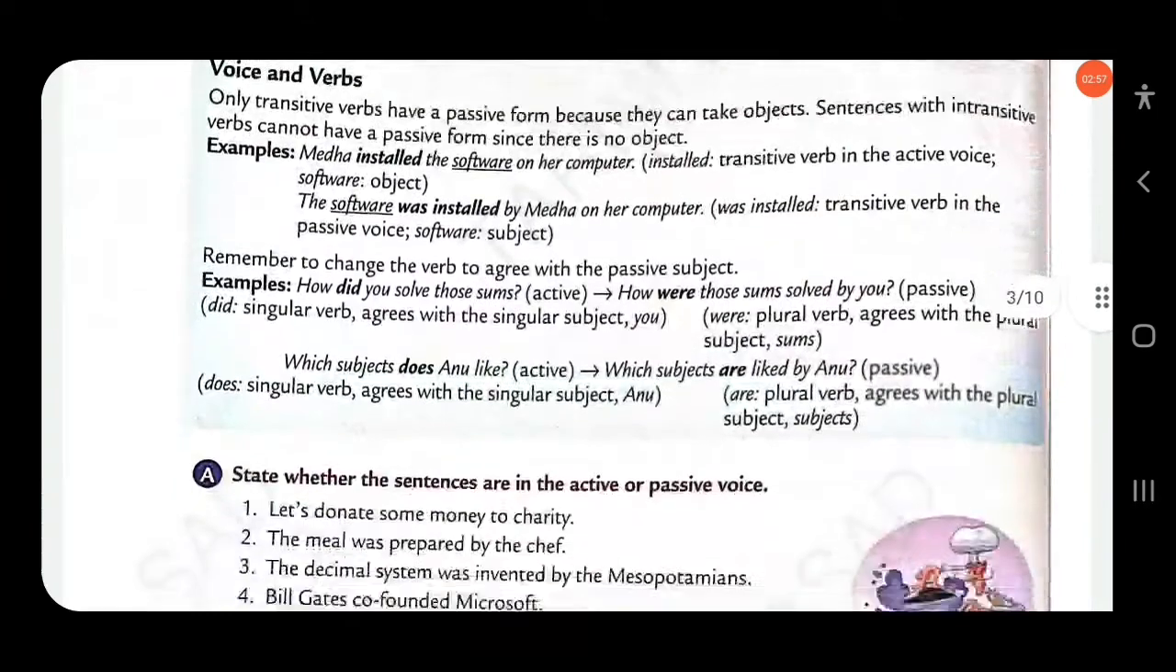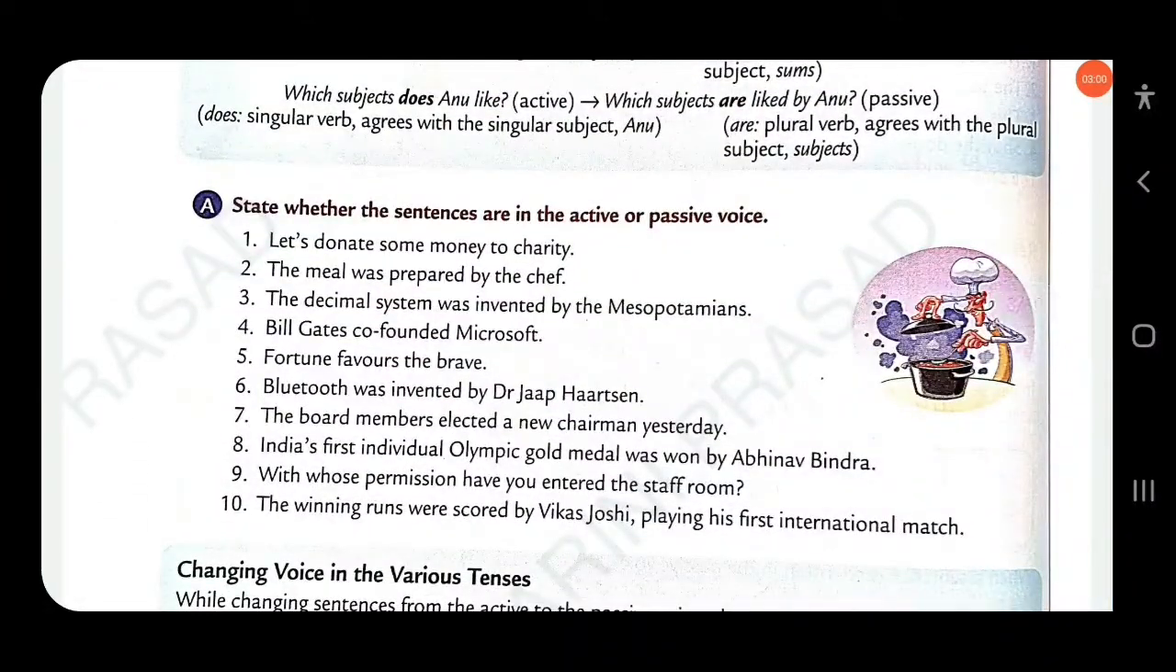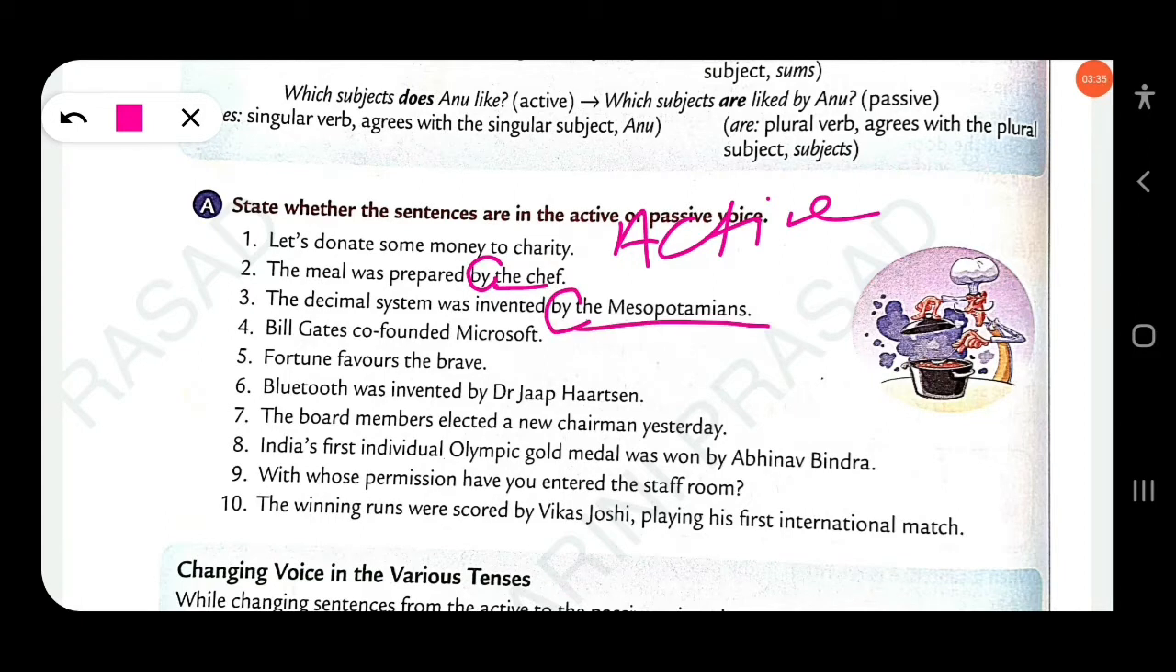Next, state whether the sentences are in the active or passive voice. Let's say, donate some money to charity. This is active voice. Then second, the meal was prepared by the chef. Here by is used. The easiest method to identify whether the sentence is active or passive is to identify the agent. Here by agent means the chef. By the Mesopotamians, here you can find by. Then again by, then here by.